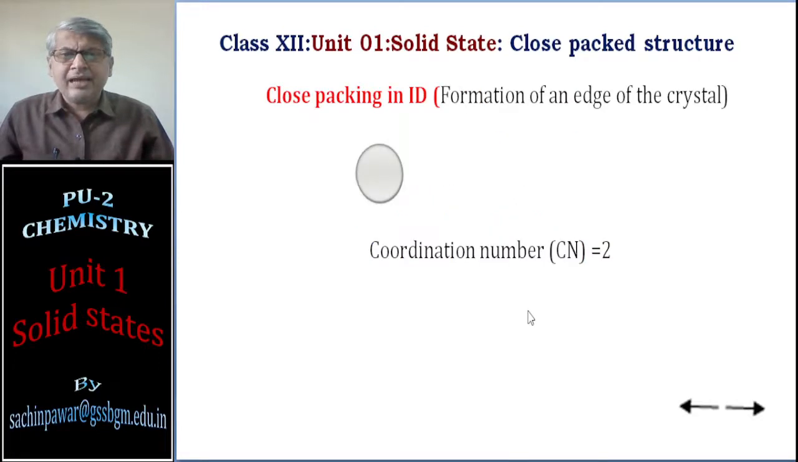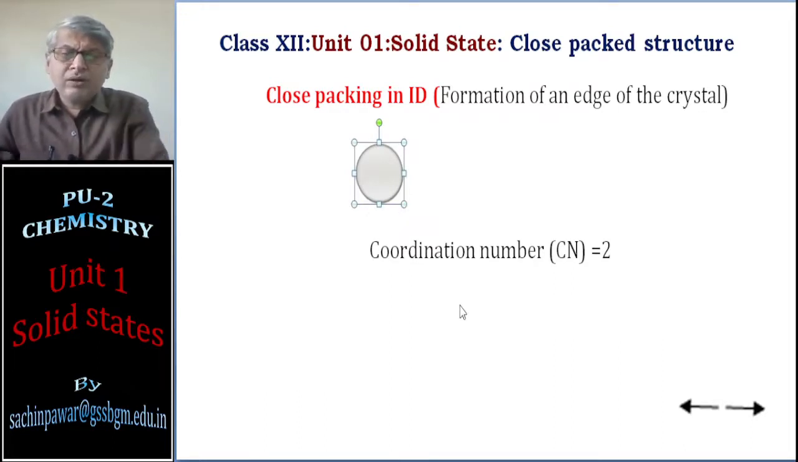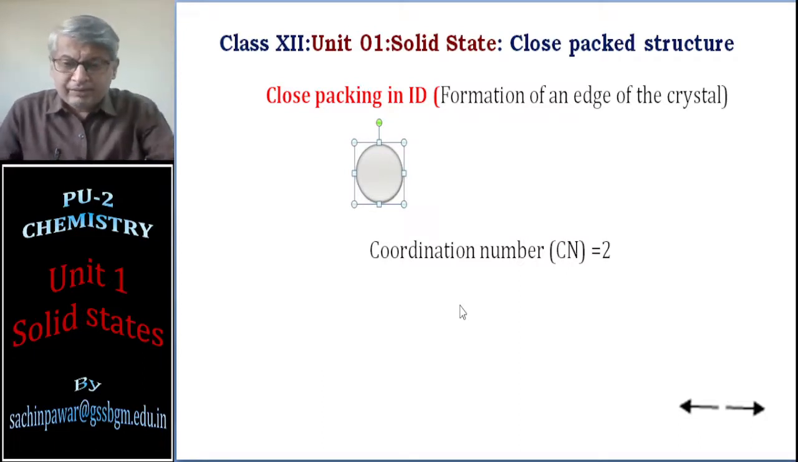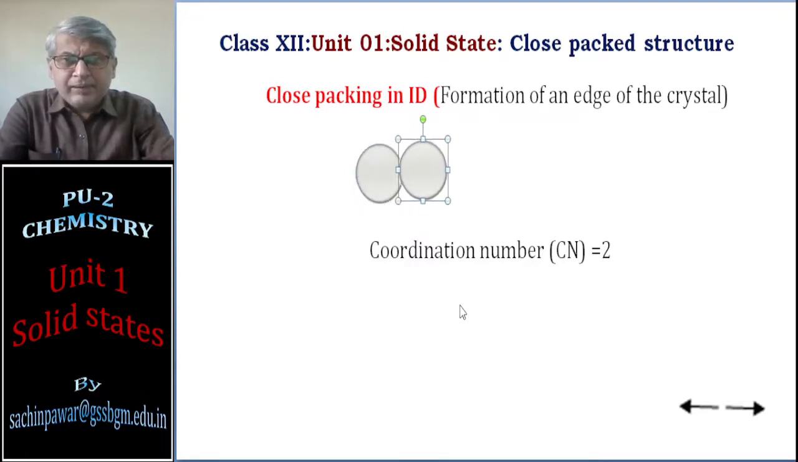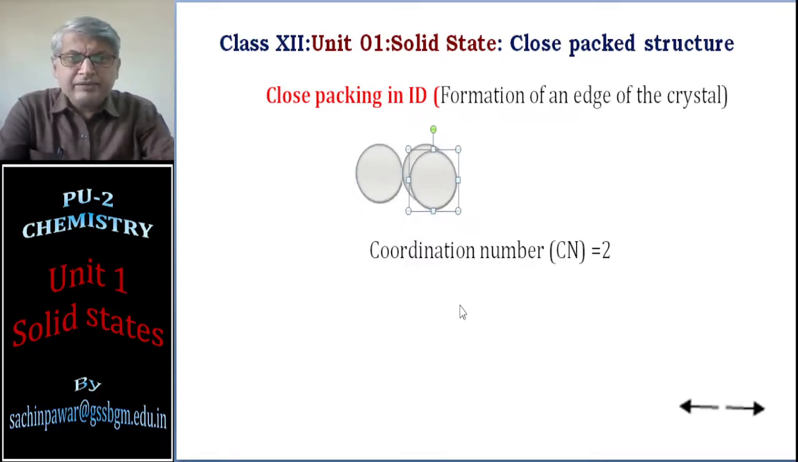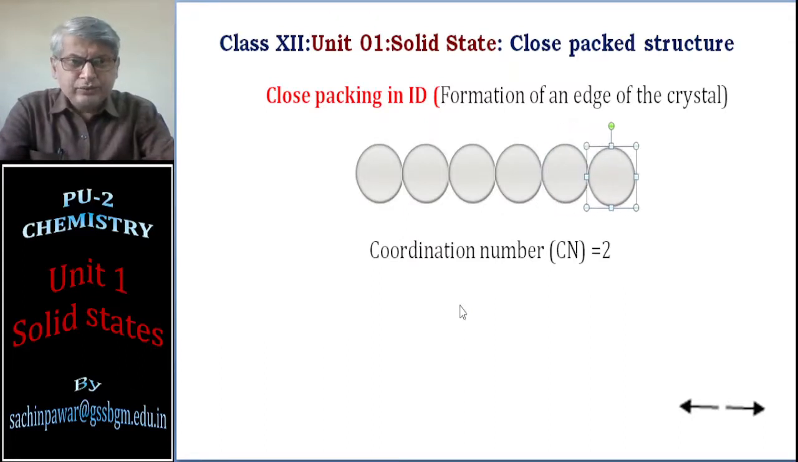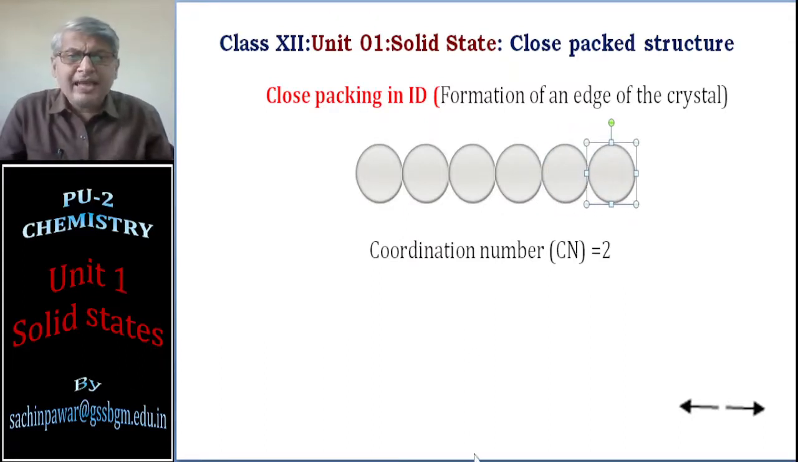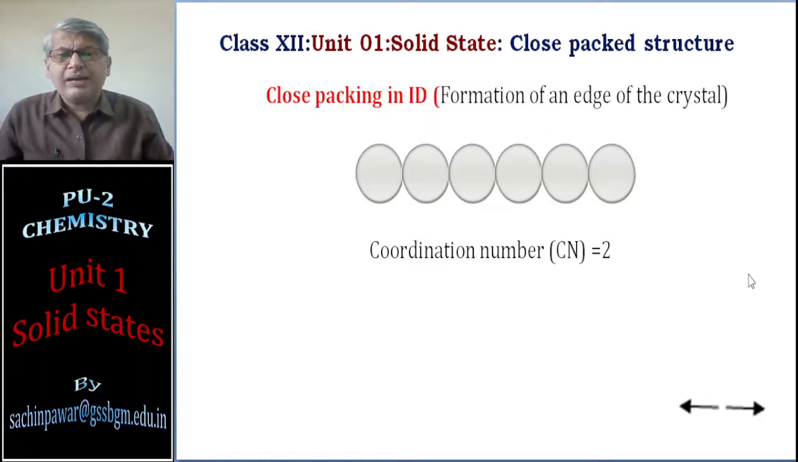For this again I am taking one particle which is a sphere, and I'll just go on connecting those particles one by one. I'll just multiply these particles. Particle number 2 I'll place next to it. Particle number 3 I'll place next to it. I'll take fourth particle, place next to it, take next particle, place, and so on. You will form the edge of the crystal, and this is called one-dimensional arrangement of particles.